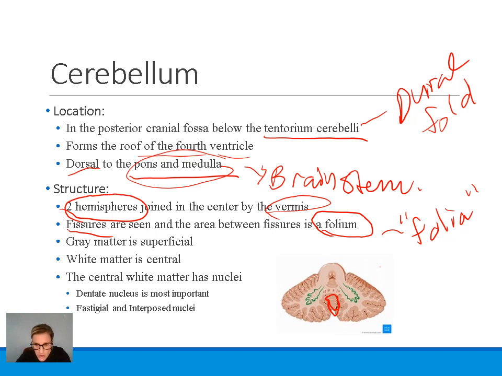So the fissures are the little grooves, and then the folia are all of the raised areas or little folds that you see. And again, the reason that it's folded like that is to increase surface area, so increase the amount of neurons that you can put out there. The gray matter is superficial. So all of this on the outside is gray matter, where we have the neuron cell bodies. That gray matter is the cerebellar cortex.